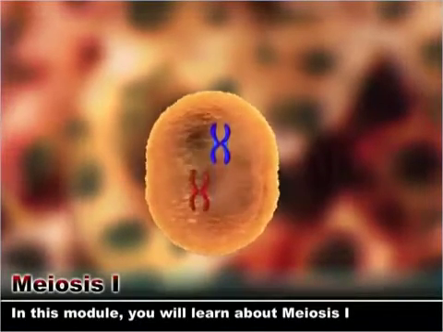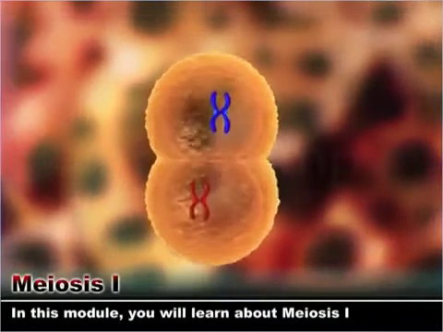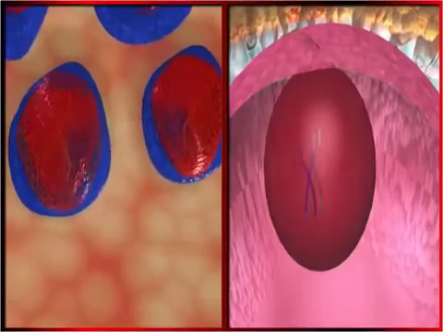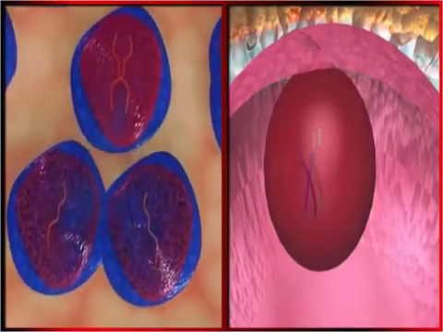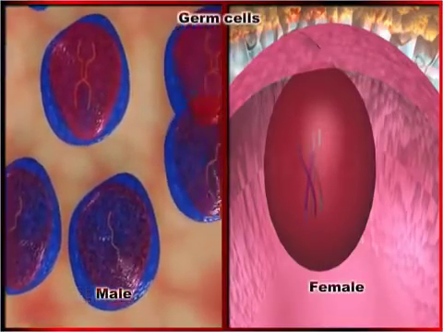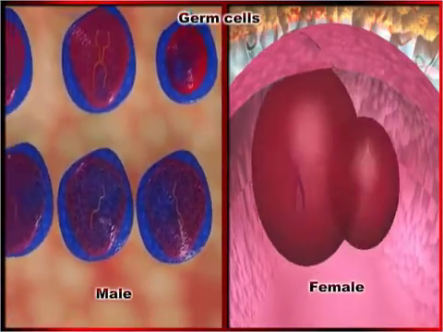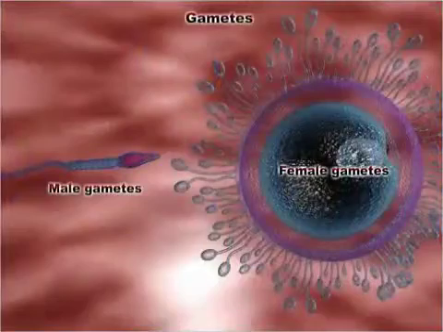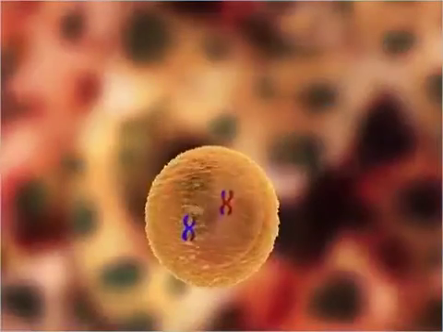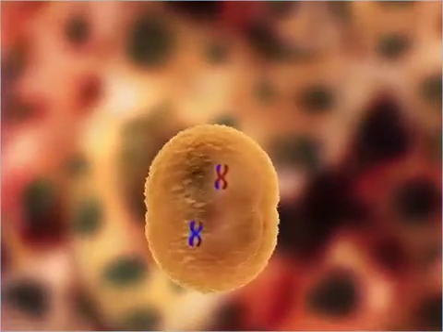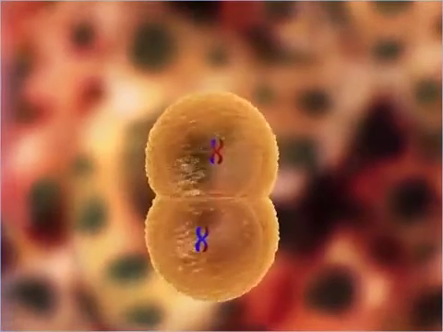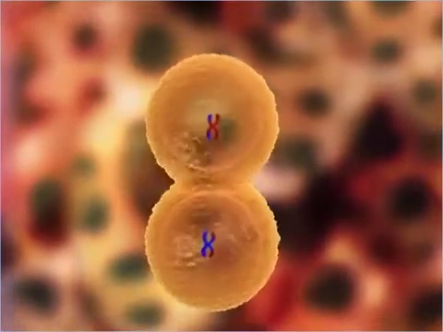Meiosis 1. In this module you will learn about Meiosis 1. Meiosis is a nuclear division that occurs in the germ cells of sexually reproducing organisms during the production of reproductive cells called gametes. Meiosis is a reductional division that reduces the chromosome number of a cell by half.